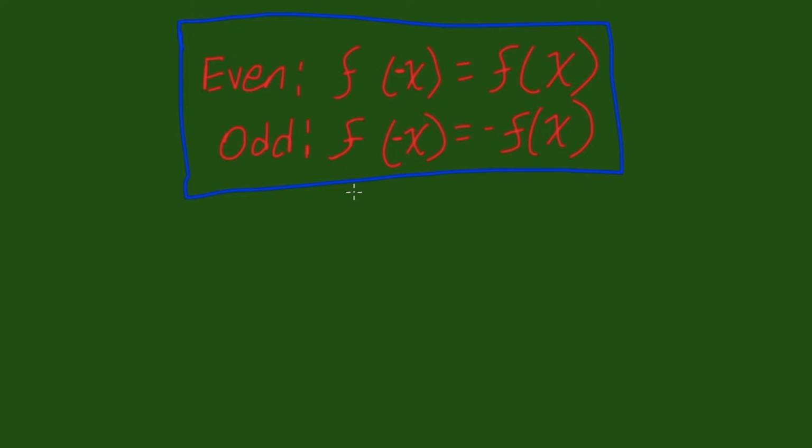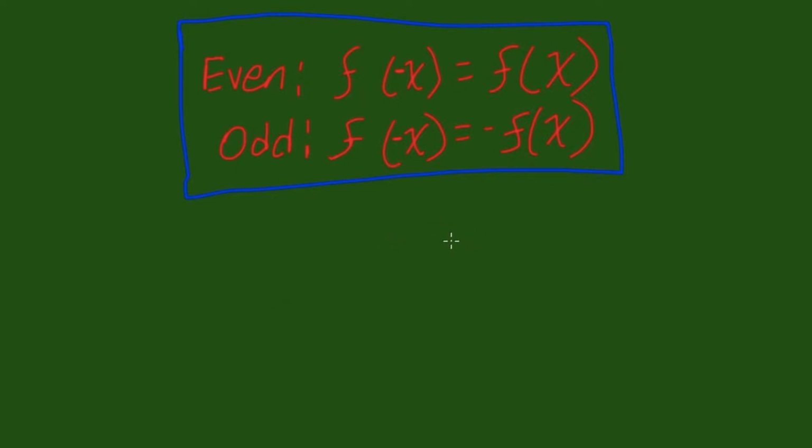Hello and welcome. In this video, we're going to look at how to determine whether a function is even or odd. To do this, we're going to use these two rules here. The way these rules work is we're going to plug in f of negative x. So in our function, wherever we have x, we're going to put a minus right in front of that x.